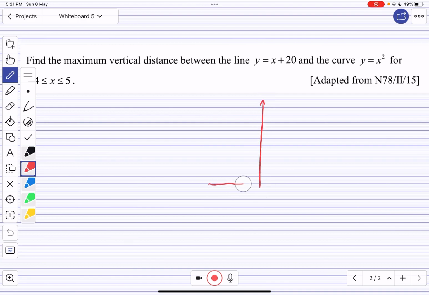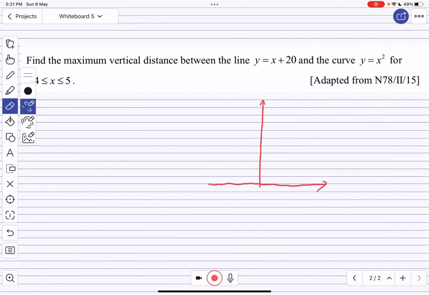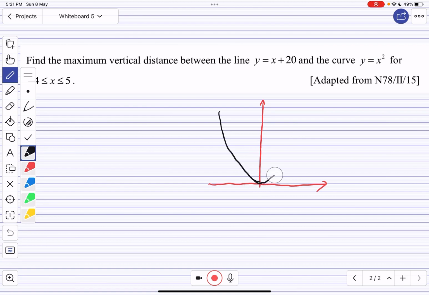the line will look something like this. And let's say I've just drawn the curve first. y equals x squared, as we all know, is our favorite parabola. This is y equals x squared, with the x-axis and the y-axis. y equals x plus 20 will probably look something like that.